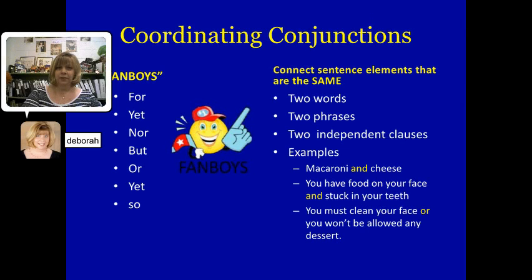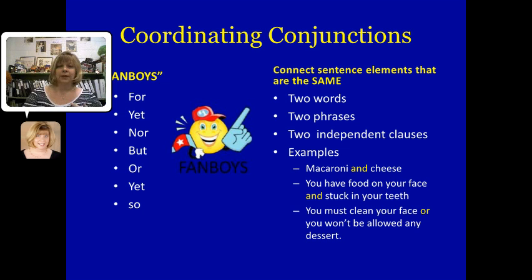Now, conjunctions can also be broken down into different categories. One category of conjunctions are known as the coordinating conjunctions, and one easy way to remember the coordinating conjunctions is to use the acronym FANBOYS: for, and, nor, but, or, yet, so. These words form the coordinating conjunctions, and the job of a coordinating conjunction is to connect sentence elements that are the same: two different words, two phrases, two independent clauses.